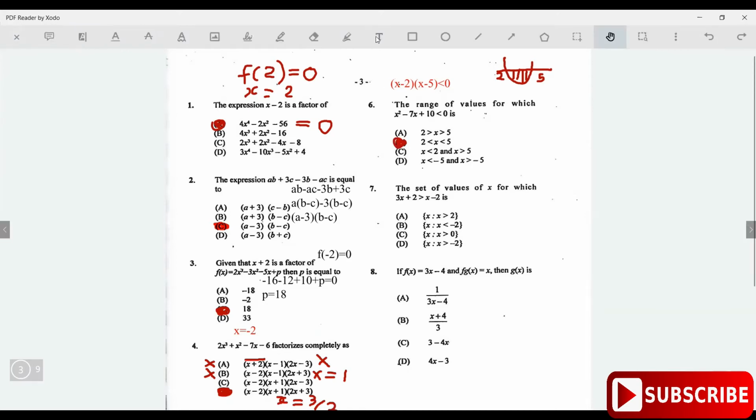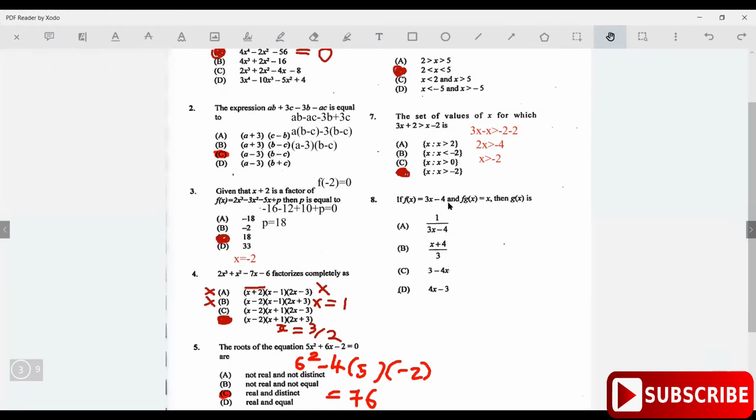Question 7. Solve for the set of values of x for which 3x plus 2 is greater than x minus 2. Here you can subtract x from both sides to have 3x minus x is greater than. You can subtract 2 now to get minus 2 minus 2. And so you get 2x is greater than minus 4. You divide through by 2 to get x is greater than negative 2, which looks like option D. Nice.